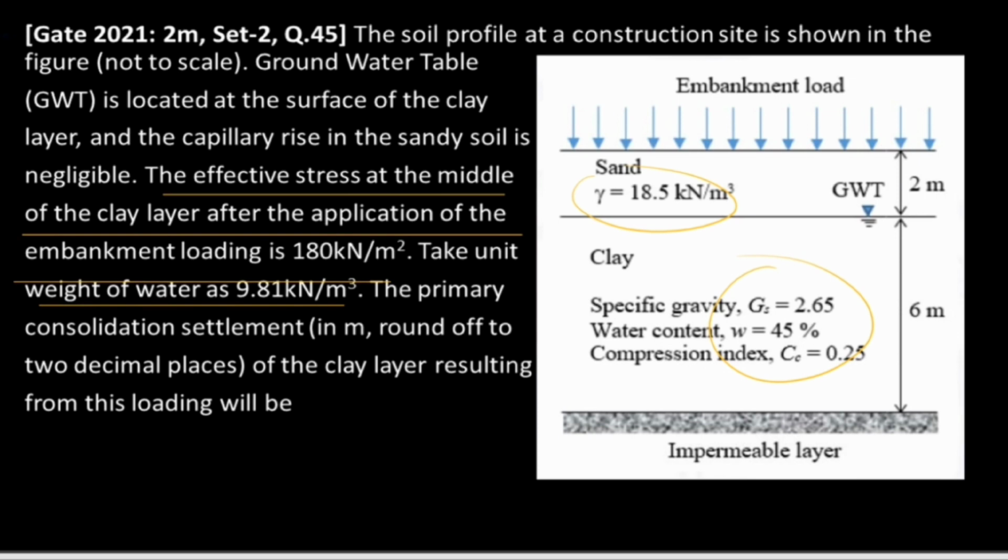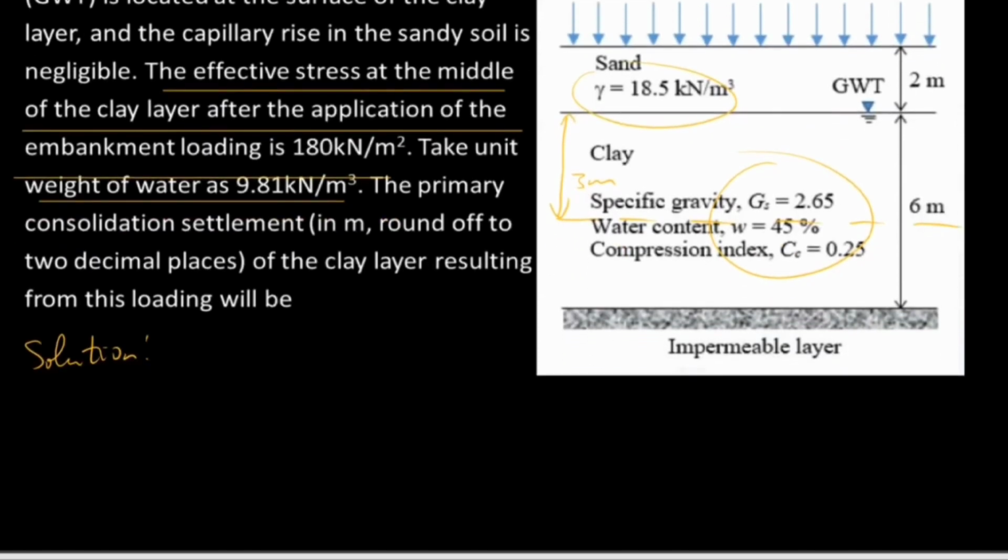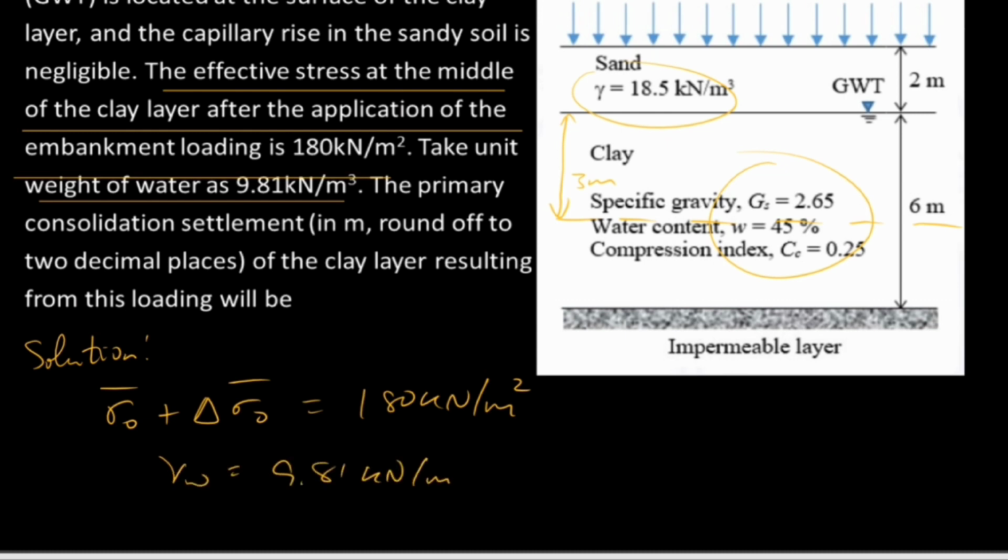So we'll find out the primary consolidation settlement which takes place at the middle of the clay layer, that is nothing but 3 meter. Solution. In the question, they have given that the effective stress at the middle of the clay layer after the application of embankment loading, which is sigma naught dash plus change in effective stress, is equal to 180 kilonewton per meter square, and the unit weight of water as 9.81 kilonewton per meter cube.